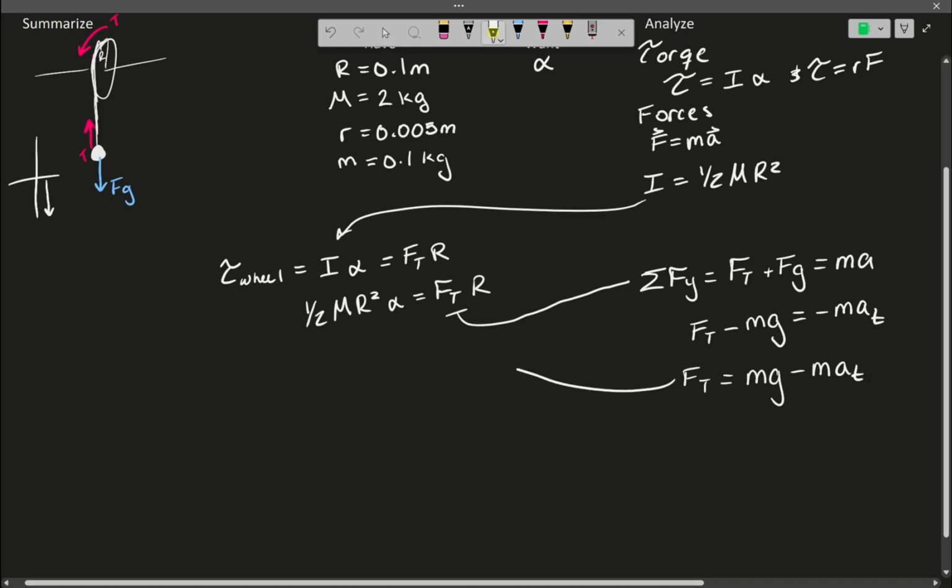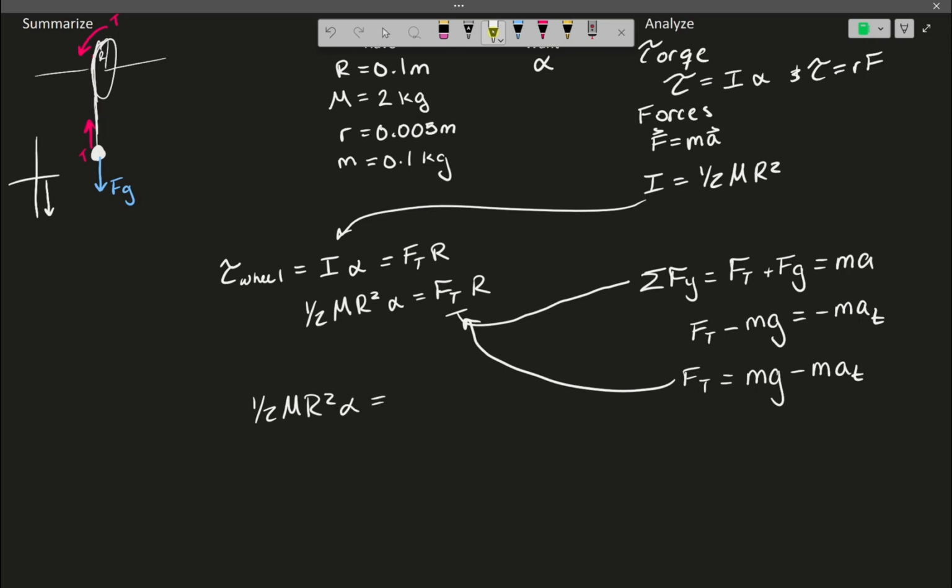So I'm going to plug this in for my force of tension, and that gives me 1/2 mr squared alpha is equal to mg minus m times my tangential acceleration, and all of this will be multiplied by the radius of my wheel. And this makes sense because the radius of the wheel is going to determine how quickly the object is translating in the tangential or negative acceleration direction. How fast it is moving downwards is going to be determined by how much string is coming off of this wheel, and that's going to be determined by the radius.